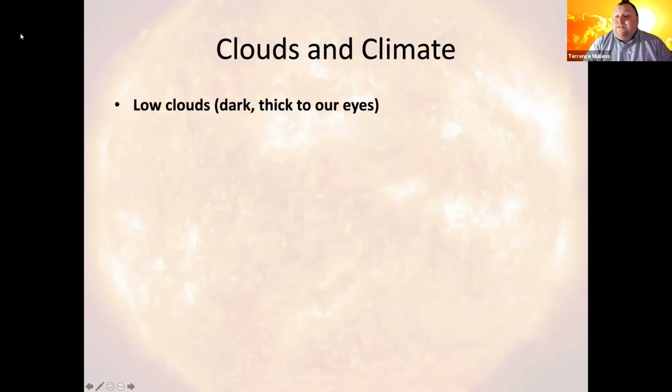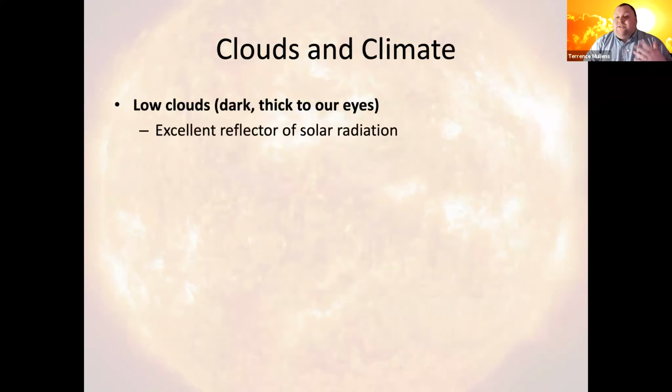Low clouds are clouds that are darker and thicker to our eyes. When we look at them, they just look bigger. They cover more of the sky, and they're not very transparent to sunlight. Hence, they look very dark. These particular clouds are very thick, very rich in water droplets, and as a result, they're very reflective. They're excellent reflectors of solar radiation, so when sunlight hits one of these clouds, it bounces right off of it. These have a high albedo.